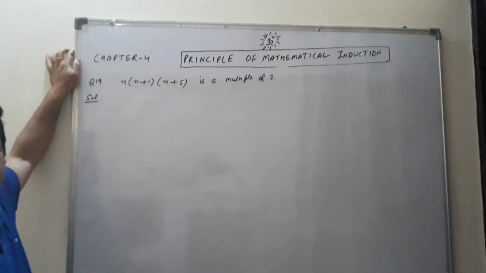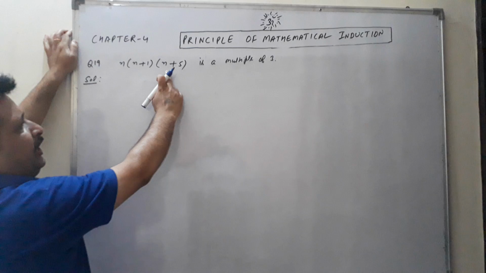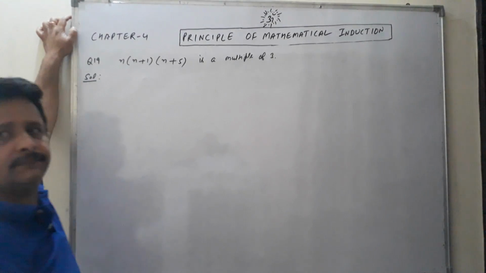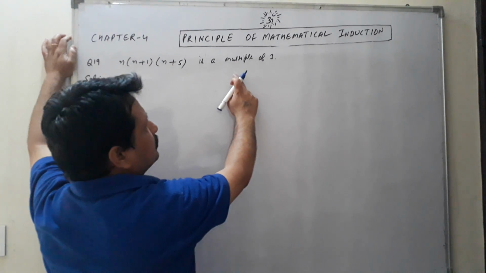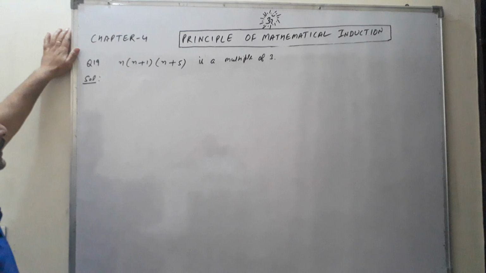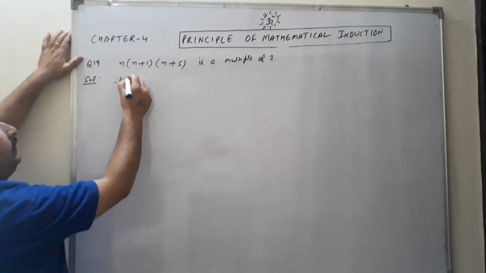Let us continue with question number 19. n into n plus 1 into n plus 5 is a multiple of 3. Here students, once again we are making use of PMI to solve this type of question.